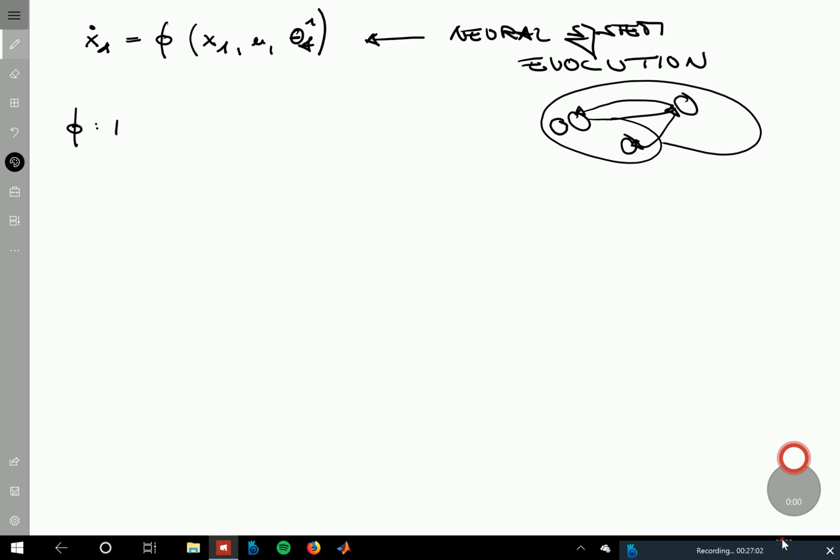So this phi function takes an nr-dimensional vector, because we only have one neural state variable per region. So let's say we have, like here, 3 regions: 1, 2, 3. Then we have a 3-dimensional vector.